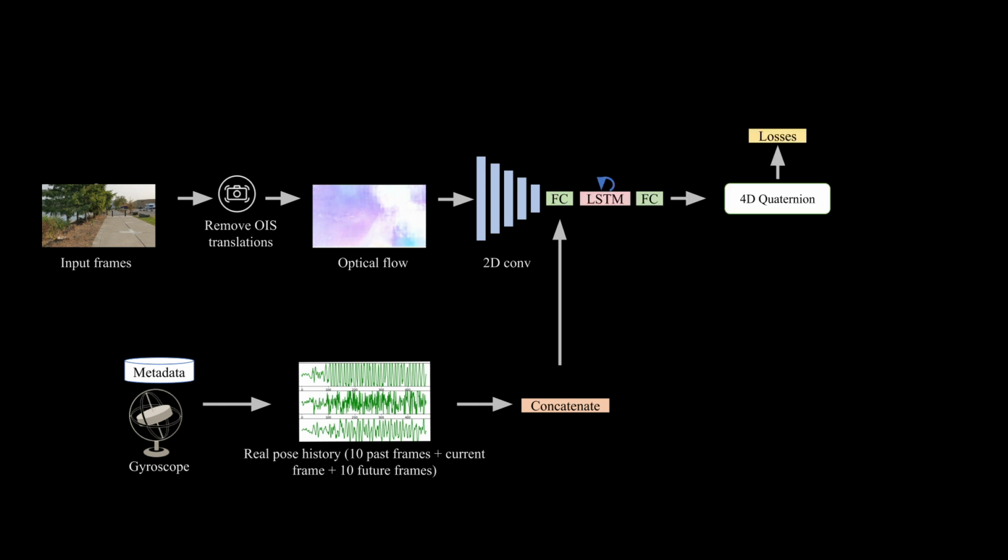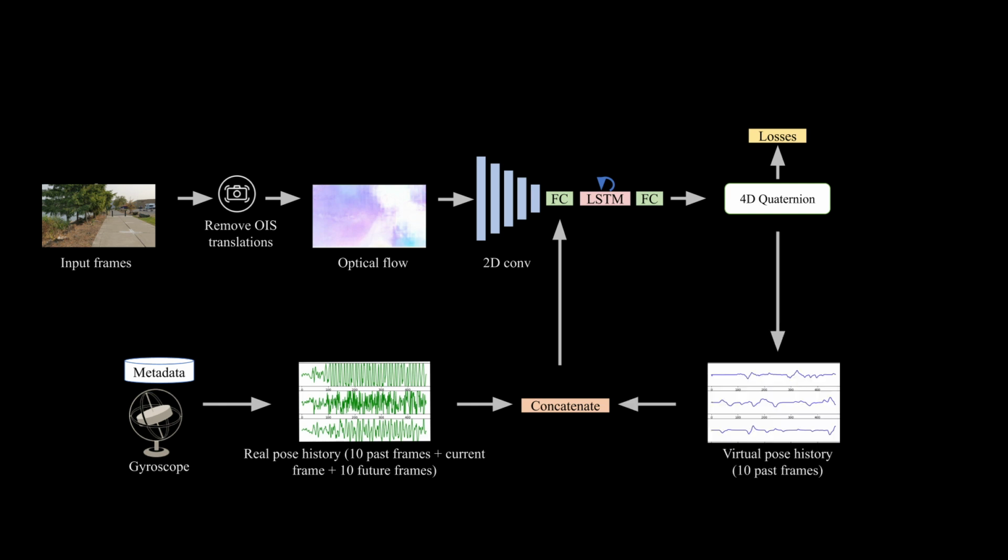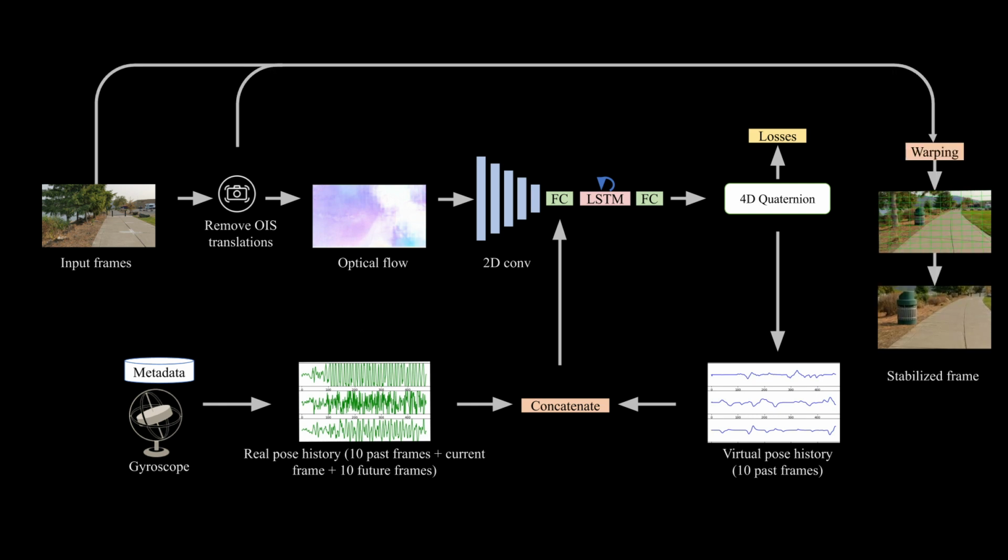This joint motion representation is fed to an LSTM cell and FC layers to predict the new virtual camera pose as a quaternion. The losses, such as motion smoothness, are calculated at this stage. The virtual camera pose is also fed back into the LSTM input as the virtual pose history. Thus, a complete motion representation contains the latent code from optical flow, a segment of real pose history, and a virtual pose history. Finally, we warp the input frame based on the OIS and virtual camera pose to generate the stabilized frame.